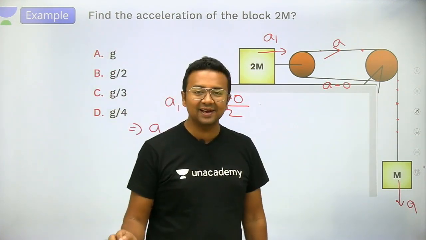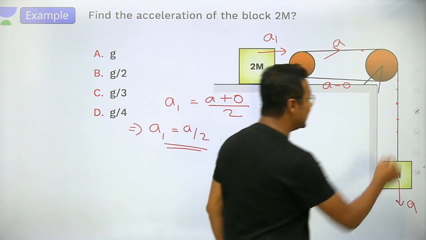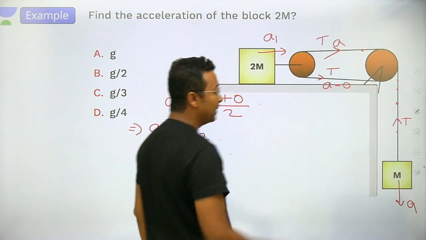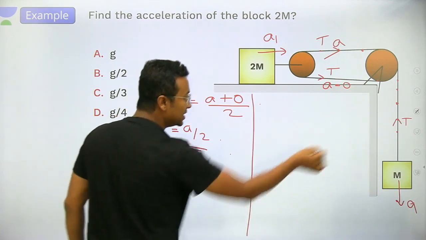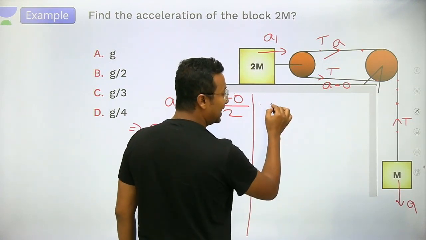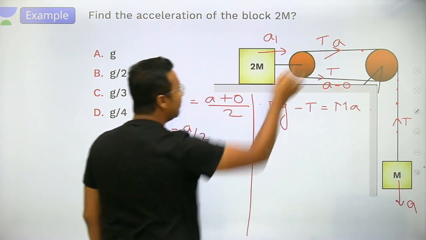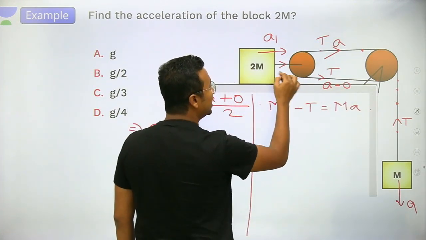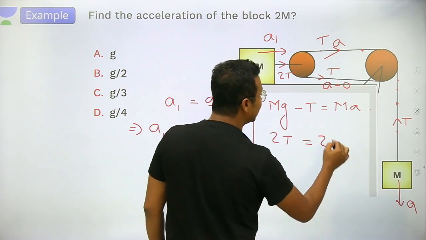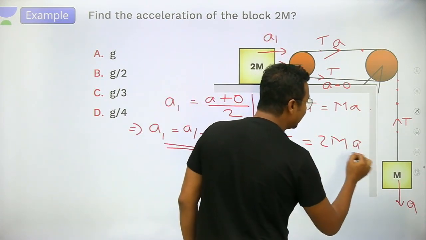Clear? Simple idea. Now what can I write my a as? See here, the tension will be T, here also tension T, here also tension T. Now I can write down the equation here. If it is going down, I can write here mg minus T is equal to ma. And for this, the total tension here will be equal to 2T. So 2T will be equal to twice m into acceleration a1. a1 is equal to a divided by 2.